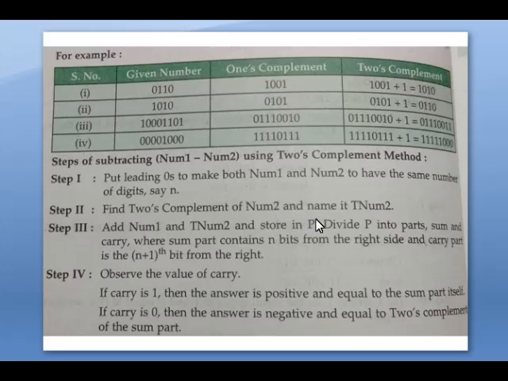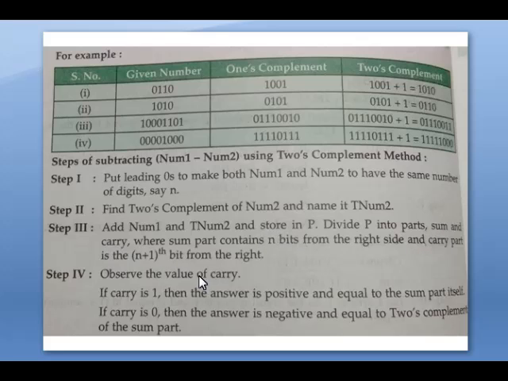Store the number in T num2. You can use any name, there is no need to use the same name. Then add number 1 and T num, this 2's complement number, and store in P. Divide it into two parts, the sum and the carry, like the same.